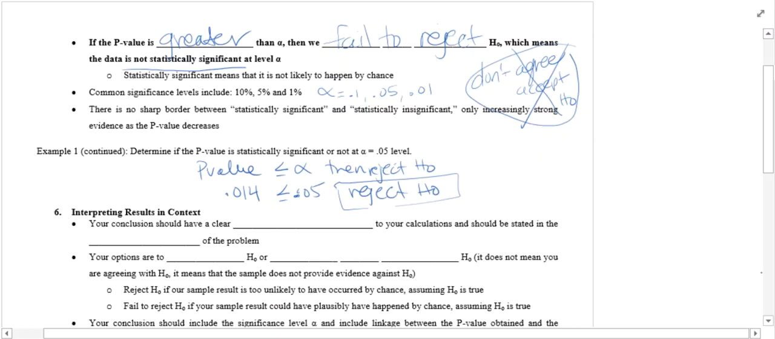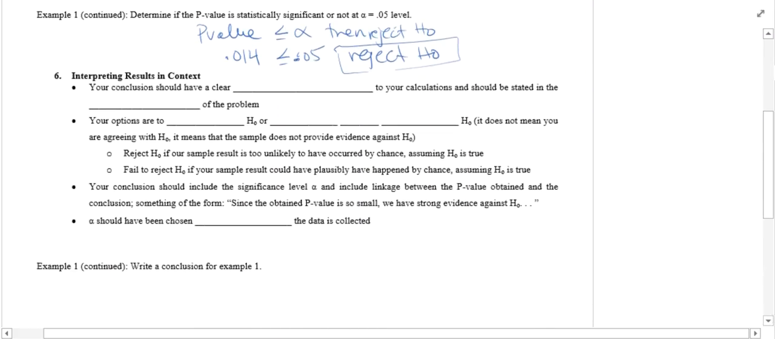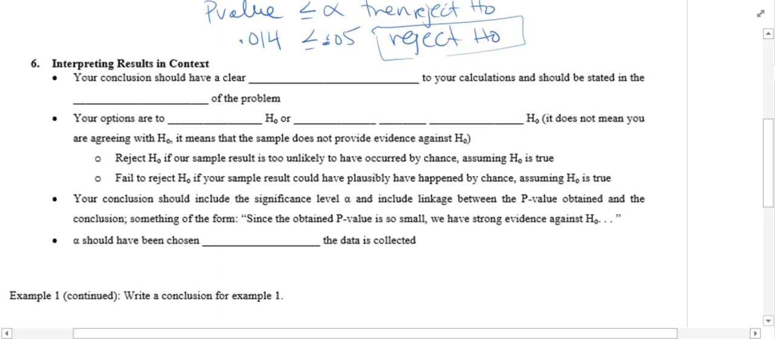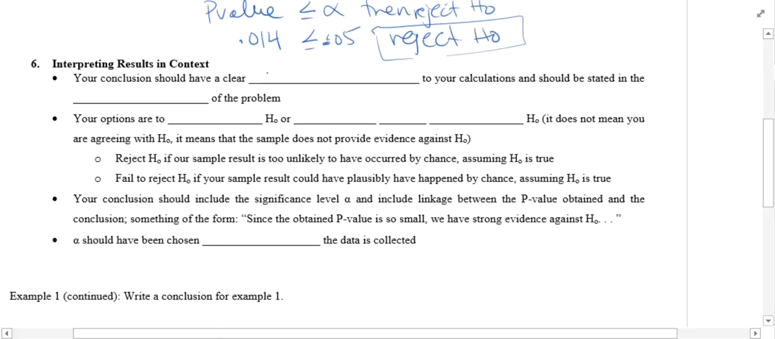And then we just have to write basically a sentence interpreting our results in the context of the problem. There's a few pieces that the AP exam is going to look for within your writing, and we just want to make sure we include those. Your conclusion should have a clear connection to your calculations and should be stated in the context of the problem. This bullet is straight from the grading scales of the AP exam. This is what they're going to look for.